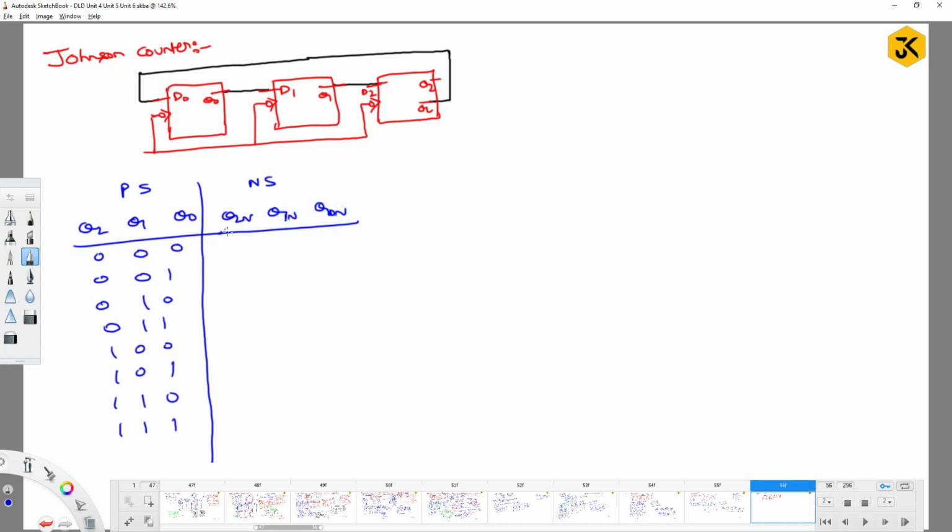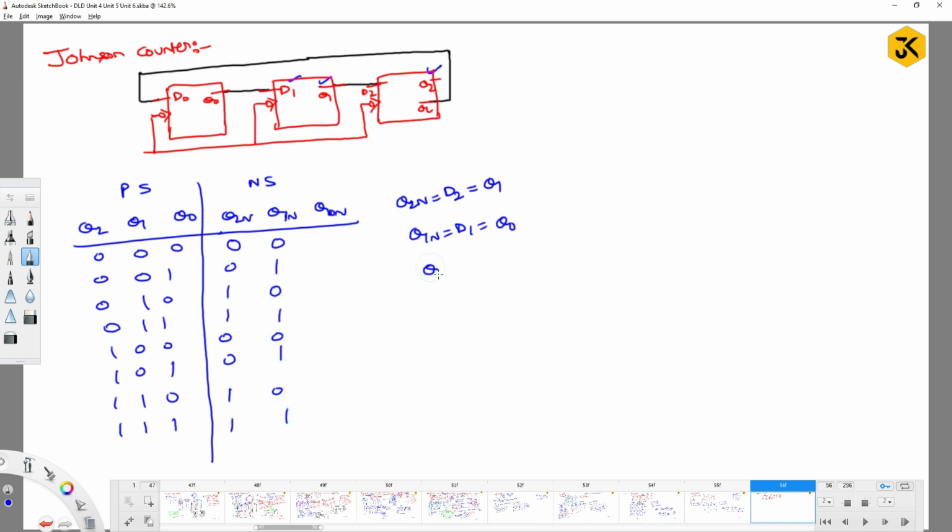If you would like to write the Q2 next state, this will be the D flip-flop D2, and D2 gets its input from Q1. So Q2n I can write directly as Q1: 0 0 1 1 0 0 1 1. Next, what about Q1n? D1 is going to be Q0, so Q1n I can write as Q0: 0 1 0 1 0 1 0 1.